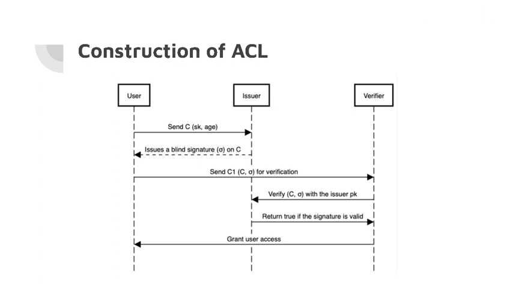The user then sends the commitment and the blind signature for verification to the verifier. The verifier confirms this with the issuer along with the issuer's public key, and the issuer returns true if the signature provided is valid, thus verifying that the user is above the age of 18, and the verifier can then grant the user access to the online content.